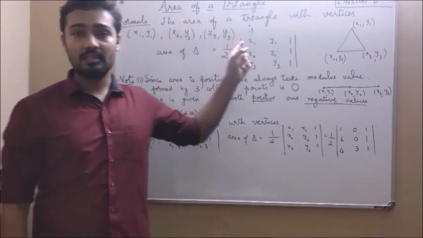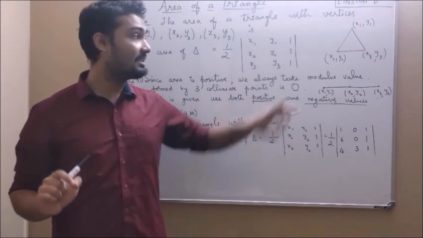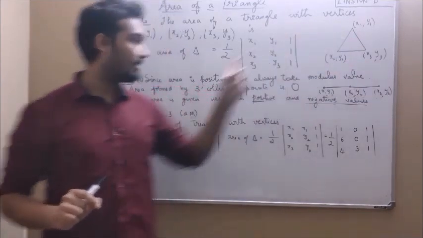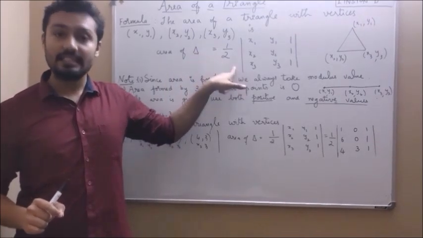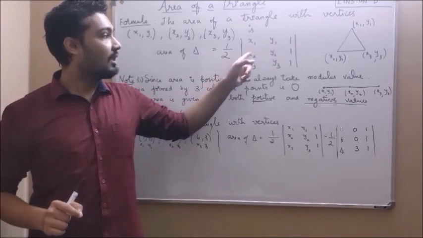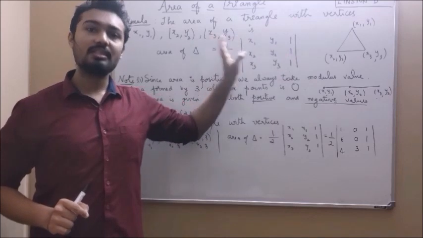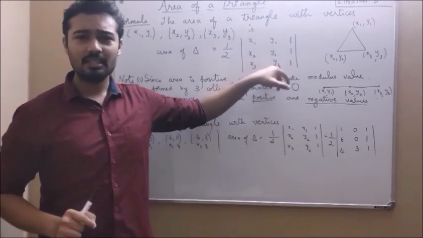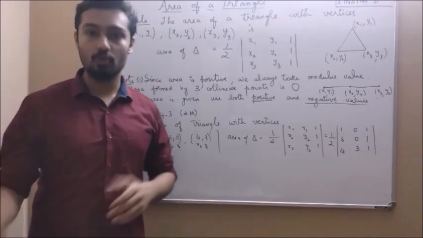The area of the triangle with vertices. You know what vertices are? The points. The triangle has the points x1, y1, x2, y2 and x3, y3. Then the area of the triangle is half into the determinant of x1, y1, 1, x2, y2, 1, x3, y3, 1. So this is the formula to obtain the area of the triangle. Then you take the determinant, you get the answer. As simple as that.